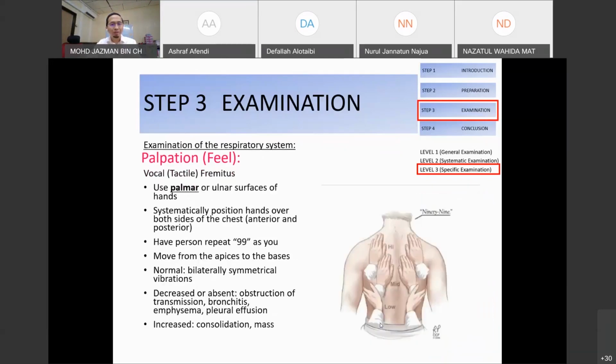For vocal or tactile parameters, you can use your palms or the ulnar surface of the hands. I prefer using the palms because they are more sensitive. You apply a larger surface area of your hand so you can detect the vibration better. Or if you are an expert, you can use the side of your hands. Why do we use 99? Because the vibration produced by the sound of 9 is more obvious compared to other sounds. Why not 99 without a pause? There is a pause between the two vibrations, the 9 and the 9. So you have the 9, a pause, and the 9. So you can appreciate the vibration better.